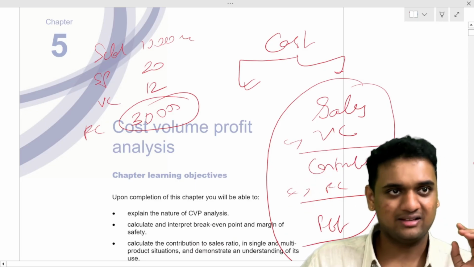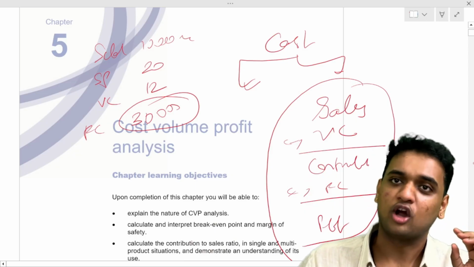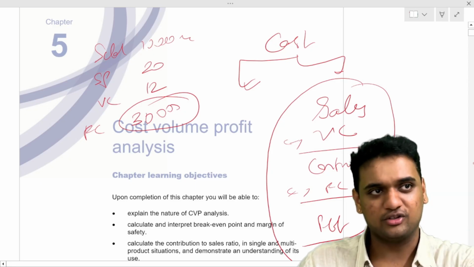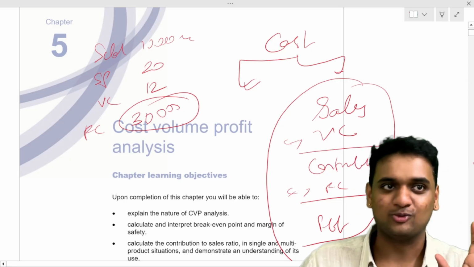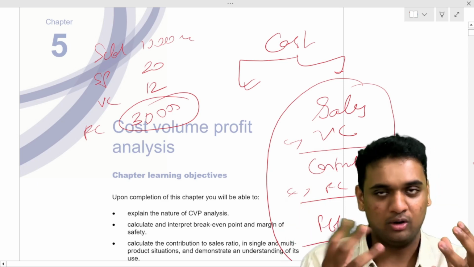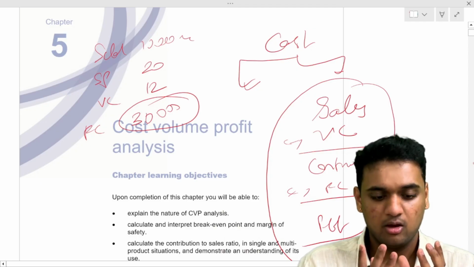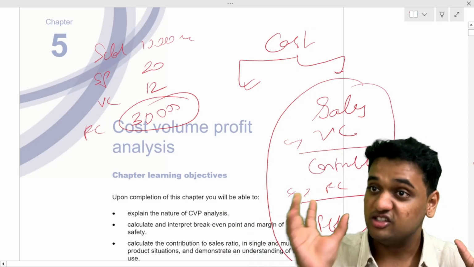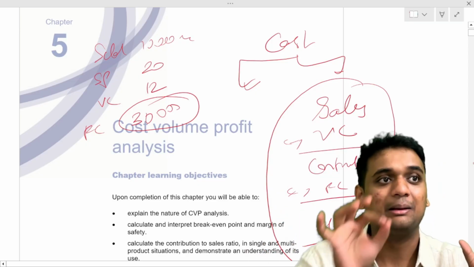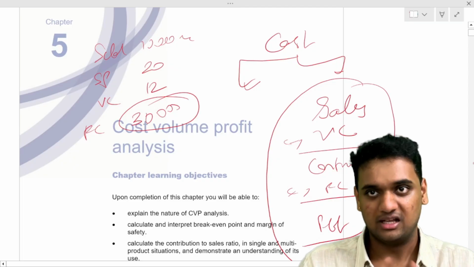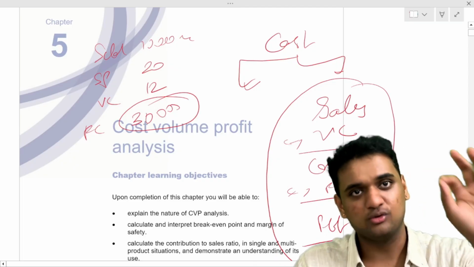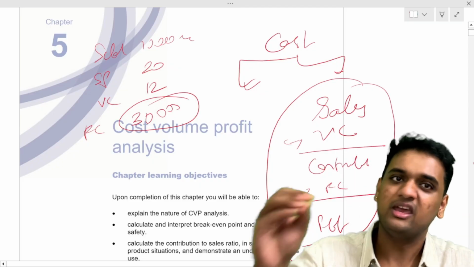In the previous case, what was the contribution? 80,000. If our contribution was 30,000 rupees, what will happen? I had 30,000 rupees with me. With 30,000, if I pay my fixed cost, I will have 0 rupees with me. The 0 rupees is called the break-even point. That is, how much do you have to sell in a month to break even?